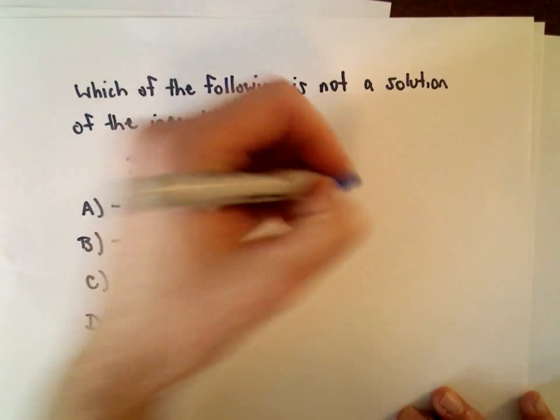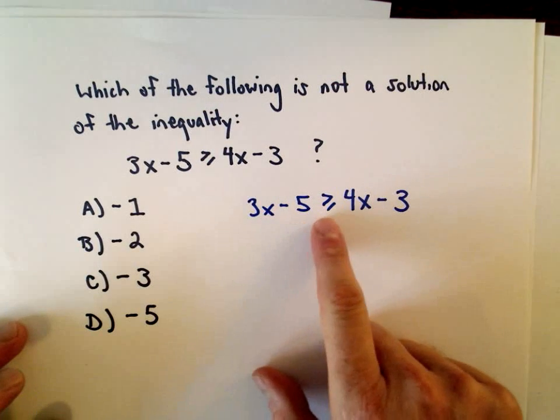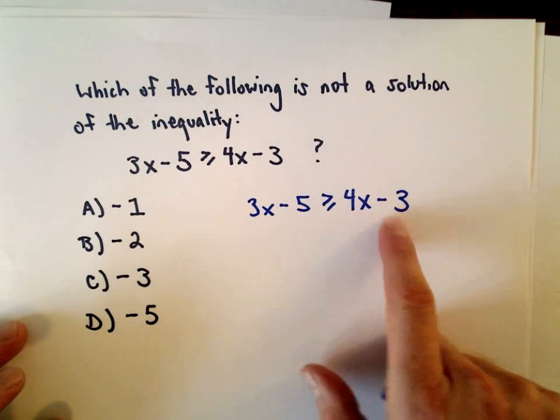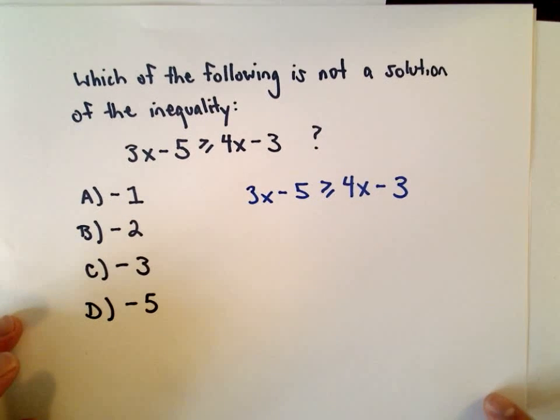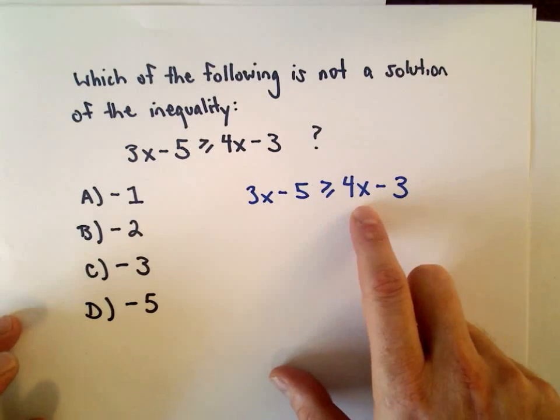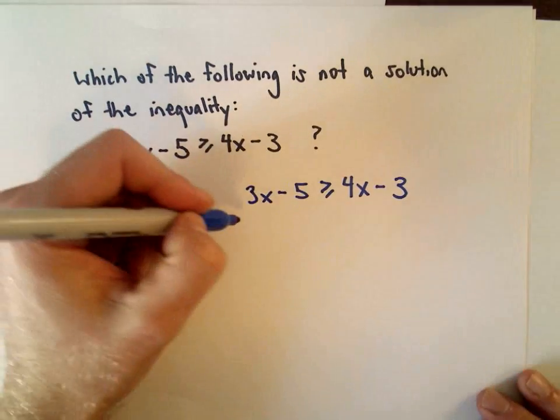But this is definitely a pretty basic one, so let's actually solve this. Okay, so 3x minus 5 greater than or equal to 4x minus 3. One thing to remember about inequalities is if you multiply or divide by a negative number, you have to flip the inequality. I don't think we'll have that in this case.